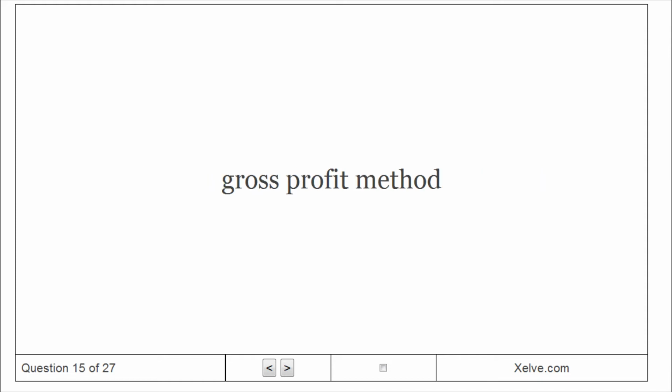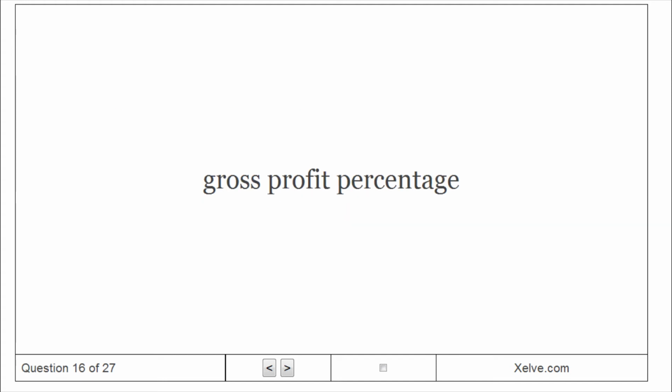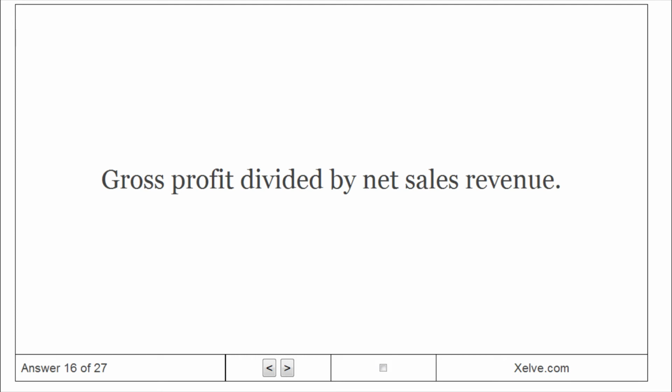Gross profit method. A way to estimate inventory based on a rearrangement of the cost of goods sold model: beginning inventory plus net purchases equals goods available; goods available minus cost of goods sold equals ending inventory. Gross profit percentage. Gross profit divided by net sales revenue.